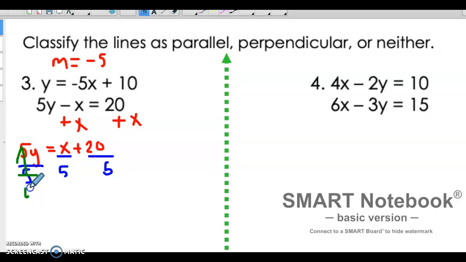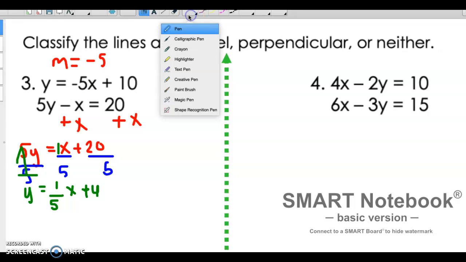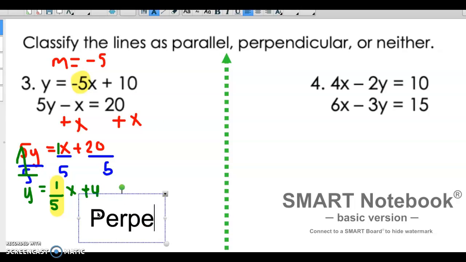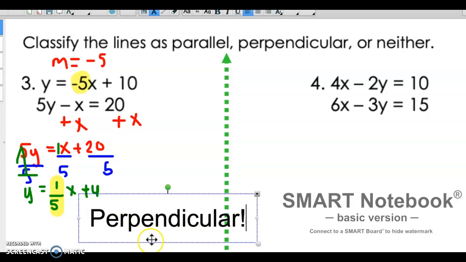So we get y equals, remember there's a 1 in front of this x, we just don't write it. So this is 1/5 x plus 4. So here in this equation that we just put into slope-intercept form, our slope is 1/5, and in the first equation our slope was negative 5. 1/5 and negative 5 are opposite reciprocals, so here our lines are perpendicular.